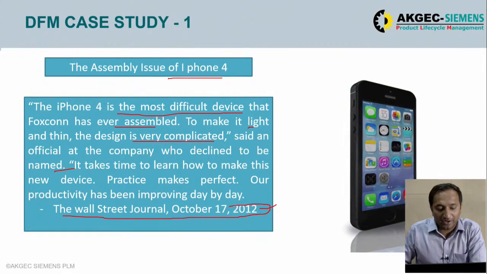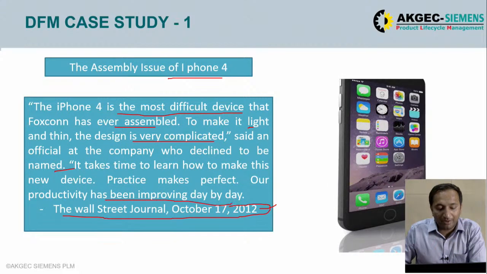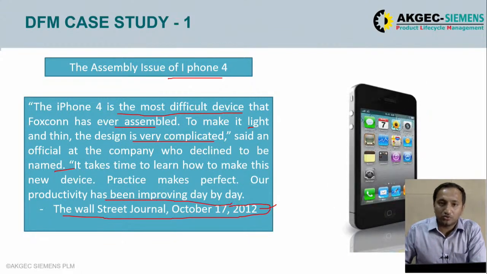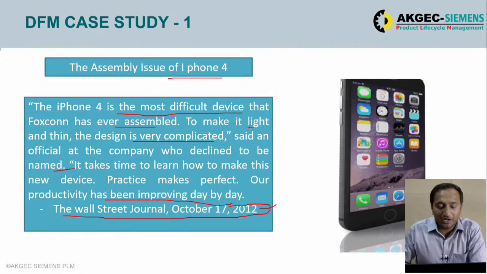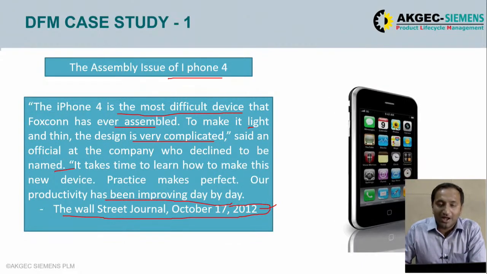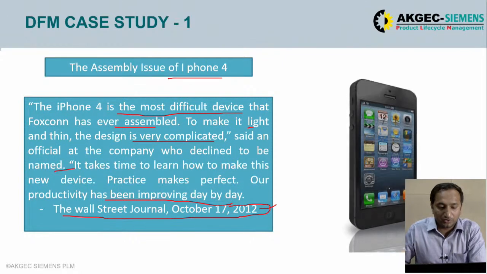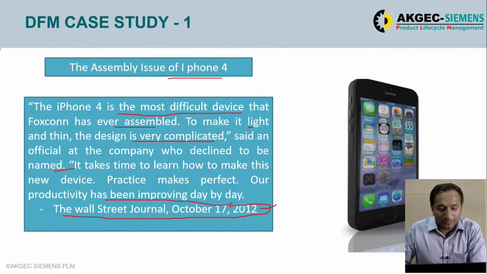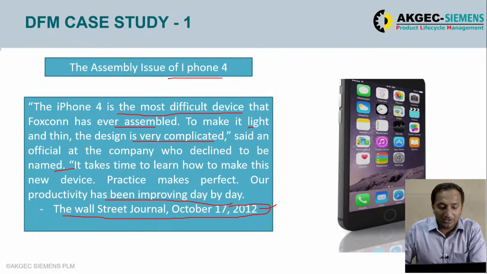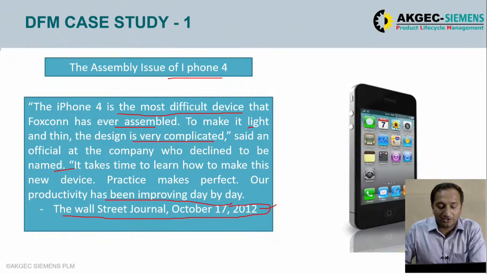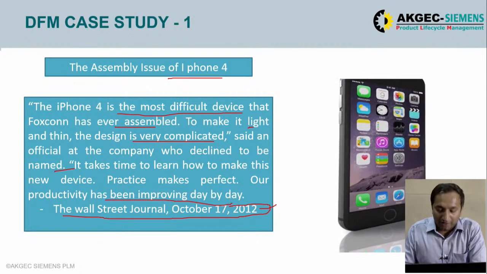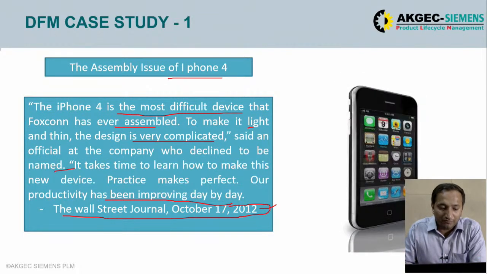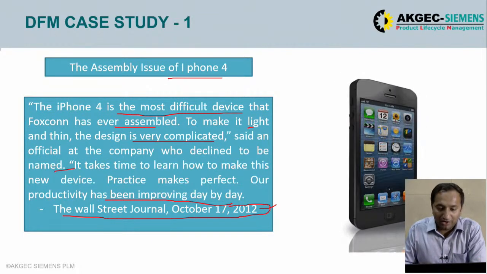Practice makes perfect. Our productivity has been improving day by day. So they also admitted that they were facing an assembly issue and were working on it to improve it. This was an anonymous person who didn't want to be named, and it was published in the Wall Street Journal. So we can say this was a case of design for manufacturing. If they had used a different manufacturing step, the assembly would have been easy.